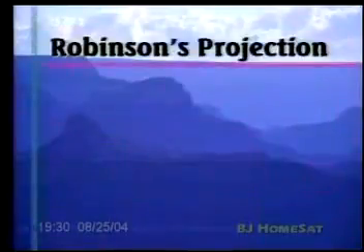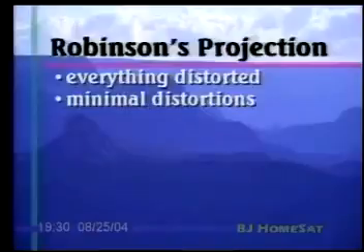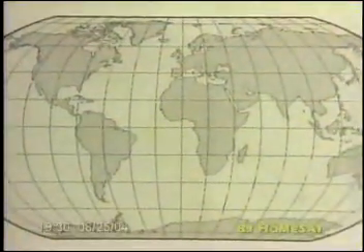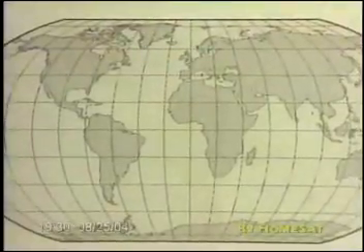Okay, another cylindrical projection that's very popular is Robinson's projection. And in this projection, everything is distorted. The area, the distance, the direction, and the shape. However, all distortions are minimal. So it is a favorite projection. And it actually minimizes, even though everything is distorted, it minimizes all of the distortions.